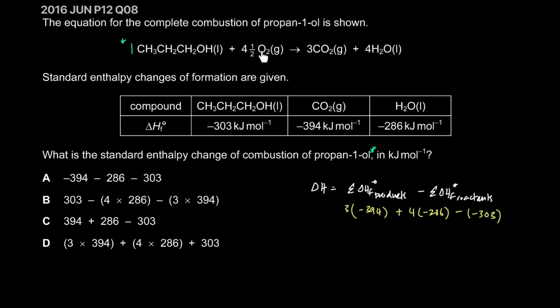And obviously the enthalpy change of formation of oxygen gas is just an element in a standard state, so that'll be 0. So over here we get 3 times negative 394 plus 4 times negative 286 plus 303, because minus is plus. So then the answer over here is B: 303 minus 4 times 286 and minus 3 times 394. So the answer is B.